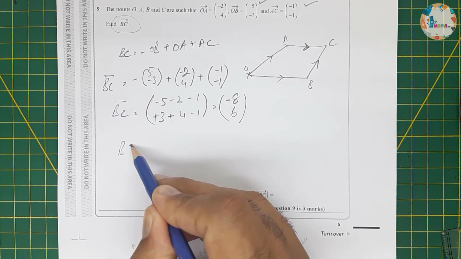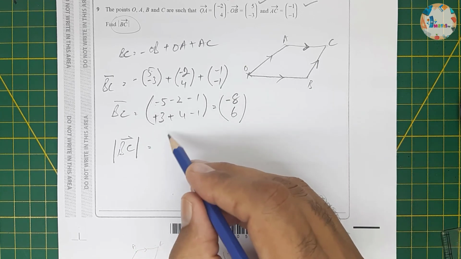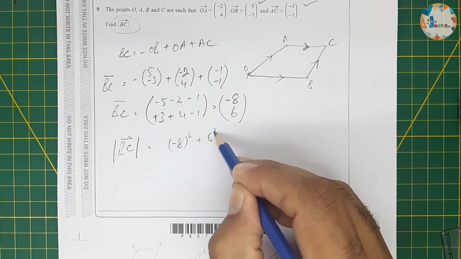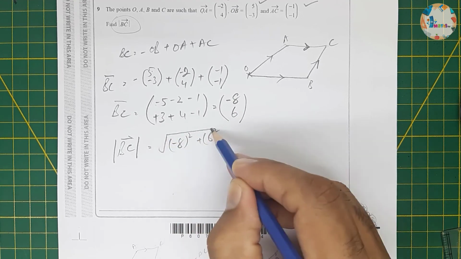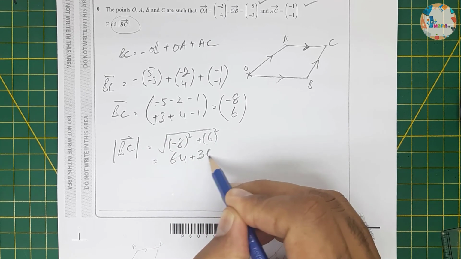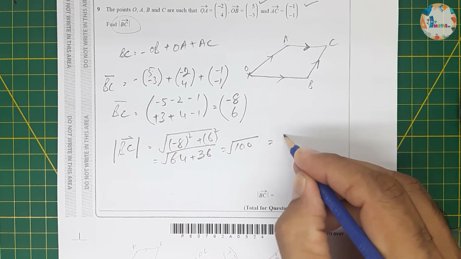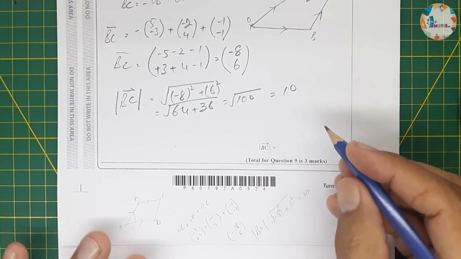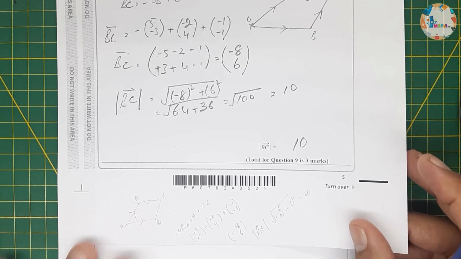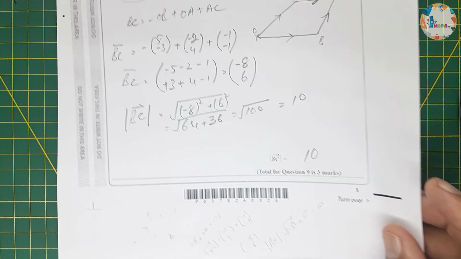So we have to find the BC vector magnitude basically. So this will be equal to the x component squared, minus 8 squared, plus 6 squared, all under root, and this will be root of 64 plus 36, which is root of 100, which is equal to 10. So the absolute value will be 10. This distance will be 10 units. Hopefully you got this.